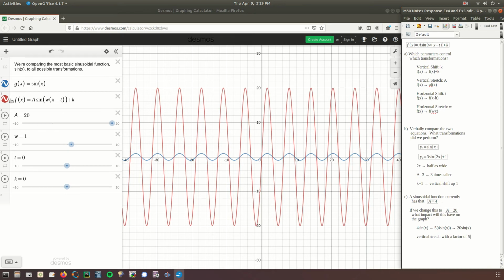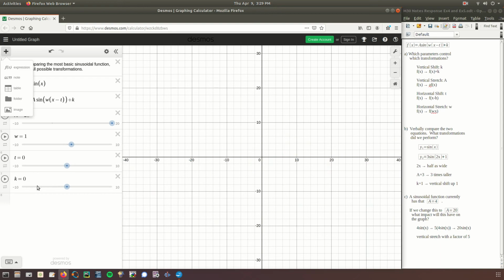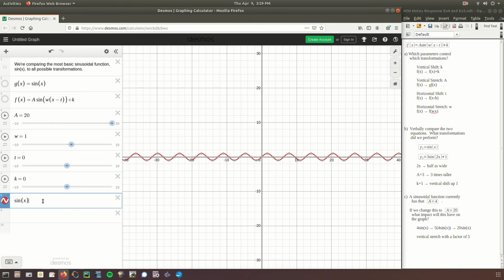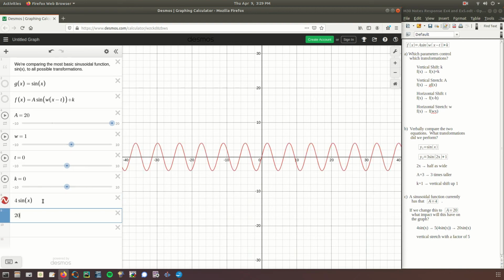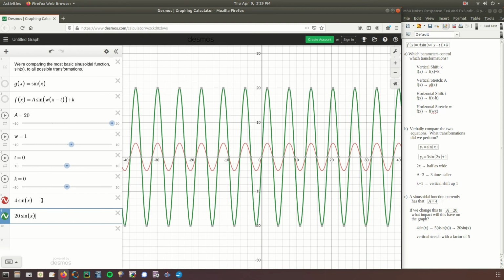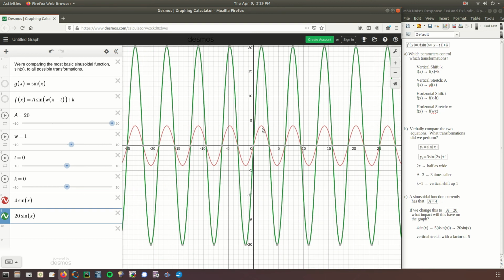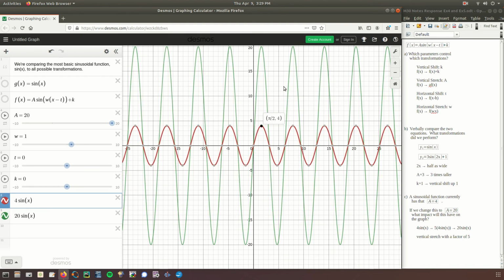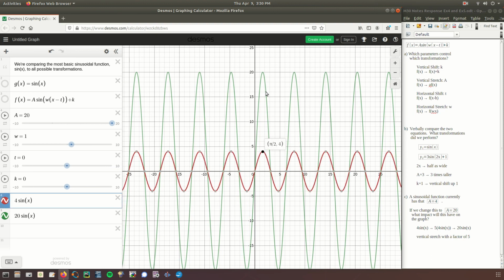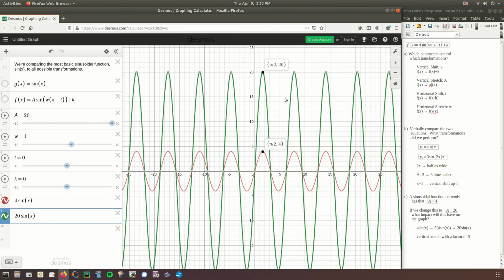To show this, maybe I'll get rid of these graphs here and just show the two graphs that we're interested in right here. We are now comparing 4 sine of x to 20 sine of x. And in this case, what we can see is it seems like these graphs are doing similar things. They cross the x-axis at all the same places. The only difference is that when this graph reaches a height of 4 at pi halves, this graph instead reaches a height of 20 at pi halves. It is 5 times vertically stretched relative to the smaller of the two graphs here.